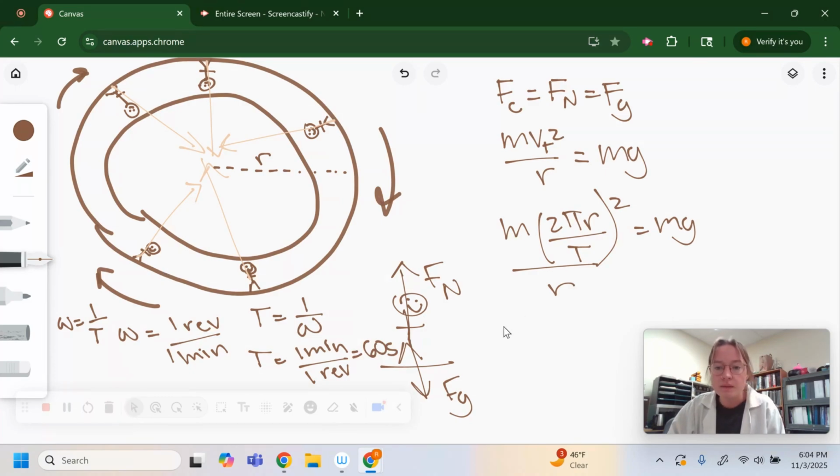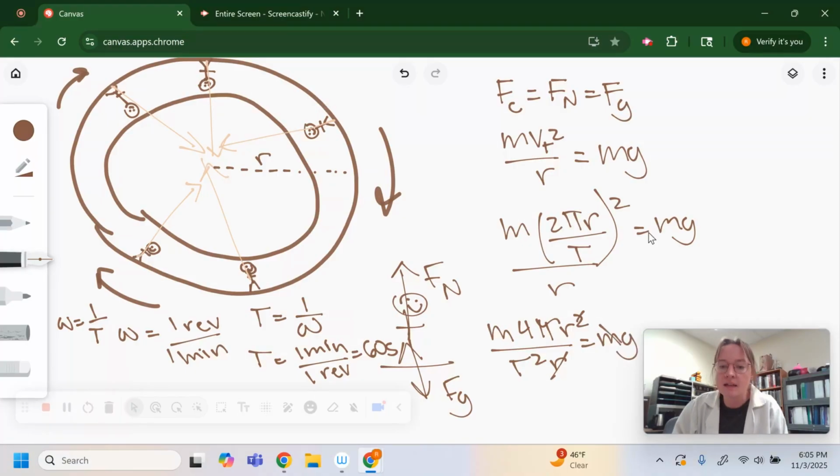So now we can take a look here. Let's do some rearranging work. We got m times 4 pi r squared divided by t squared times r. You'll notice that one of our r's will cancel out because we got 2 in the numerator and 1 in the denominator, equals mg. And my m's cancel out, so I'm left with an expression for g that looks like this. G is equal to 4 pi r all over t squared.